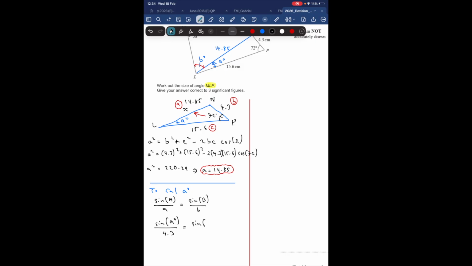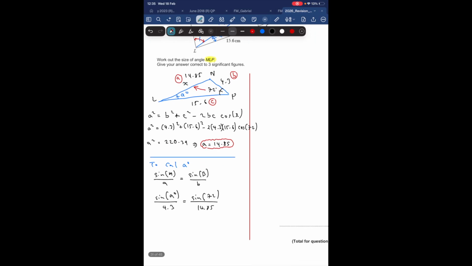Now that other length angle pair is going to be between the 72 degrees and the 14.85, which I just calculated. So I've got the length here, the 14.85, and that's opposite the angle 72 degrees. So that's another length angle pair. So I can write sine 72 over 14.85. Now I can solve that equation.